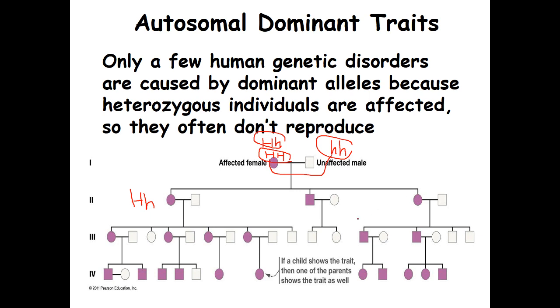But this is just to show you that, if you look at this, for this individual here, this guy has to be normal, right? This woman has to be normal. So for any normal person, they will have homozygous recessive, right?